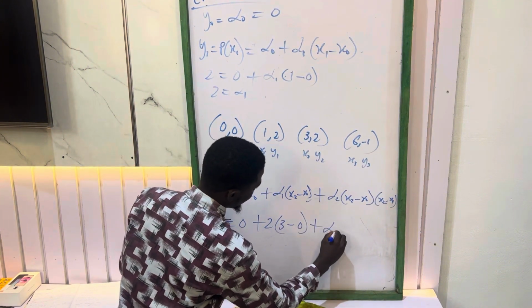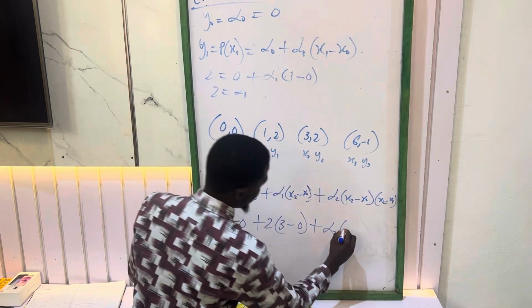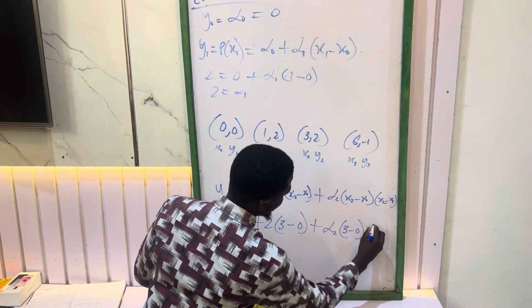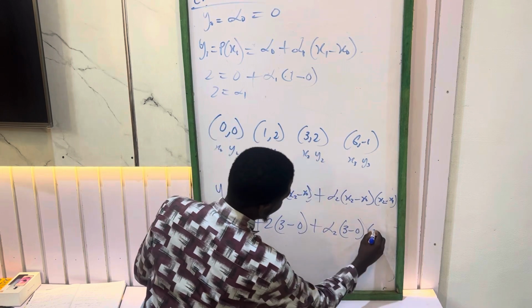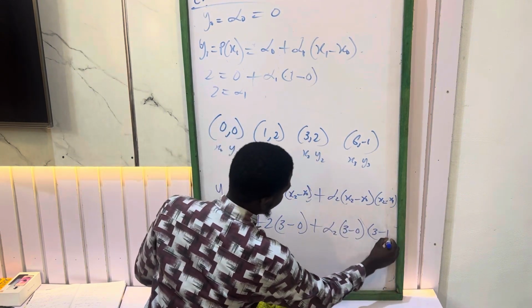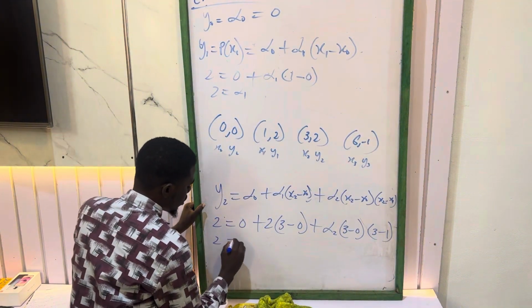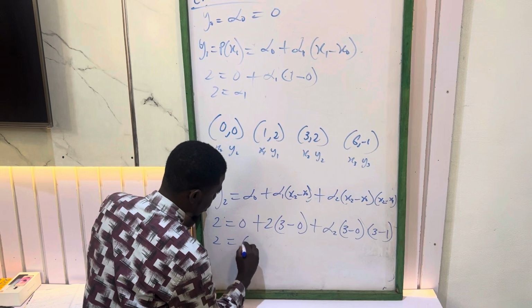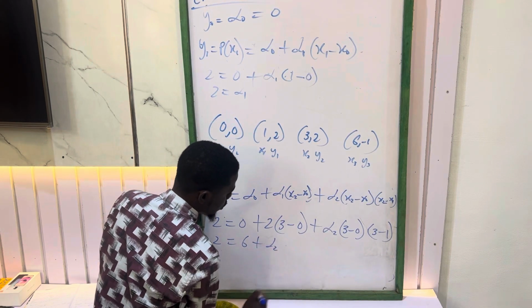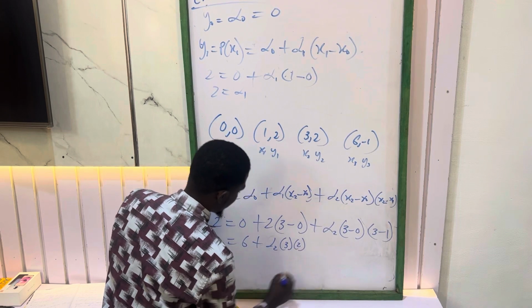So looking for our alpha 2. Alpha 2 is also equal to, x2 here is giving us 3 also. So 3 minus 0 multiplied by x2 also giving us 3 minus, but our x1 now is giving us 1. That's 1. So by the time we simplify this, we're going to get 2, which is equal to 6 plus alpha 2 multiplied by 3 multiplied by 2.